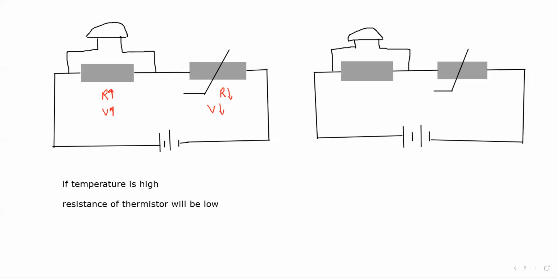So if more voltage, there will be more voltage across the buzzer. So the buzzer will be on, or the bell will ring. But if the temperature is low, so if the temperature is low, the resistance of the thermistor will be high.